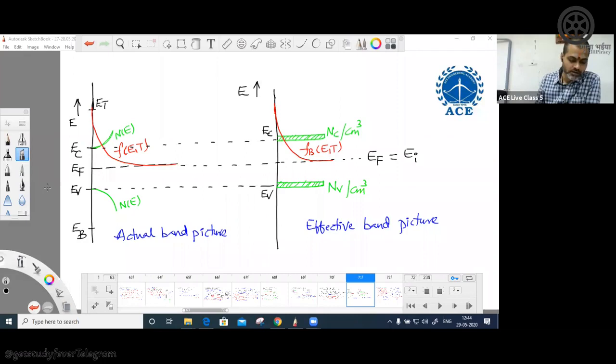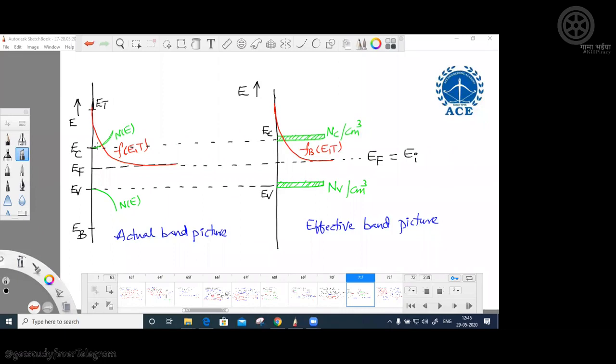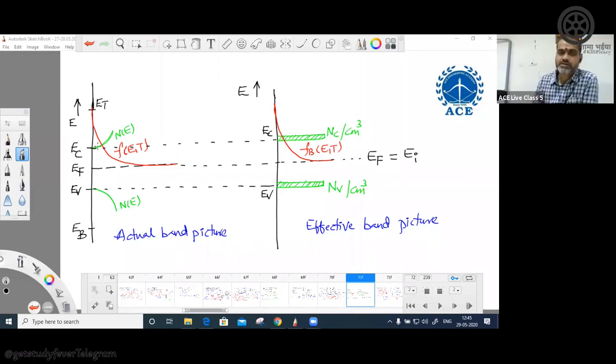Okay. See, whatever equation we got for electrons, n is equal to what we got? It is Nc e power minus (Ec minus Ef) by kT. What is Nc there? We have represented it. It is the effective density of states at the edge of the conduction band.